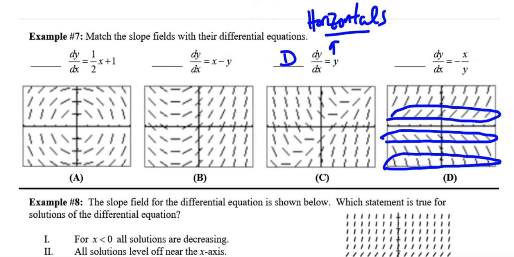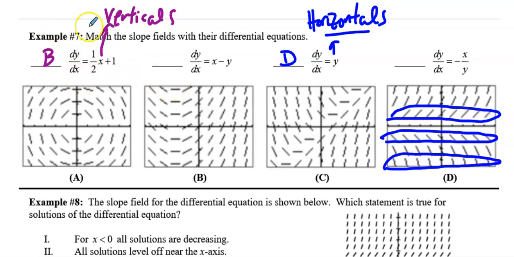Now that I've said that, let's look at the example right here. 1/2 x plus 1. Now you already know, based on the conversation we just had, this answer is going to be B, because whenever you have just x's, all of your verticals are going to be the same. Now, what we could have also done, let's say we had two differential equations where we have just x's. How do we know this is the right one?